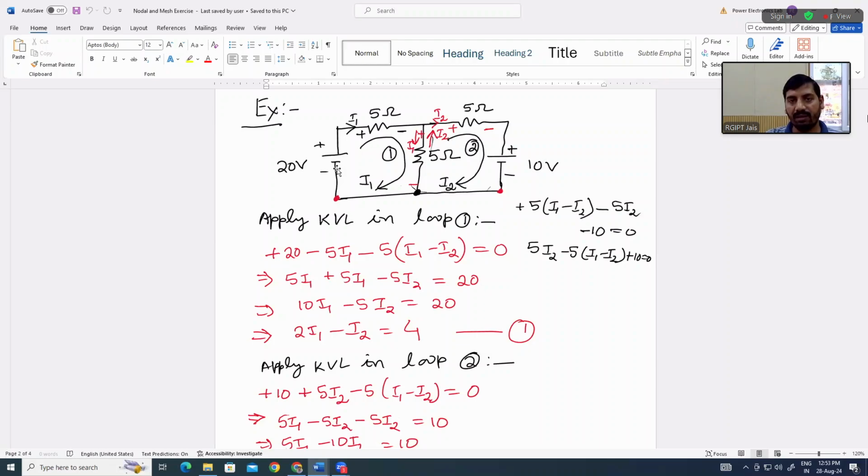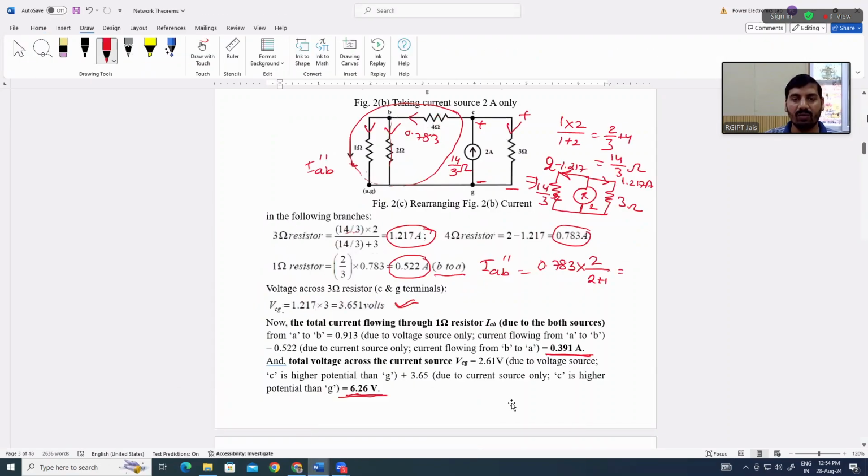Okay, and the current value, you have to validate whether we are getting the same current value or not in the superposition theorem. This is for your homework. Note this circuit: this is a 20 volt voltage source, then three resistances are connected, each of 5 ohm, and this is a 10 volt source. You have to take that direction and solve.